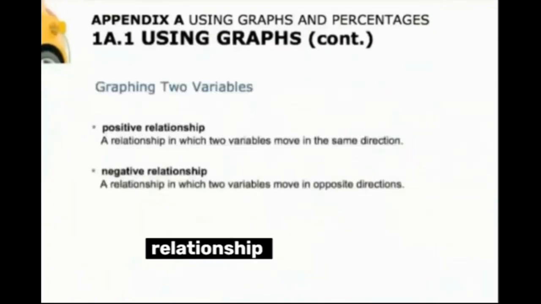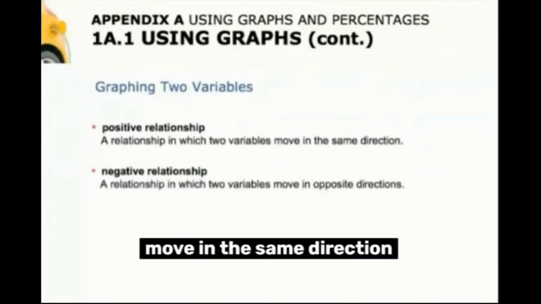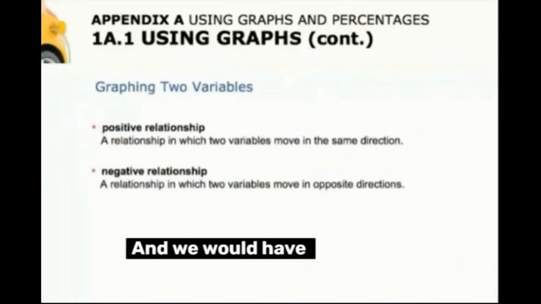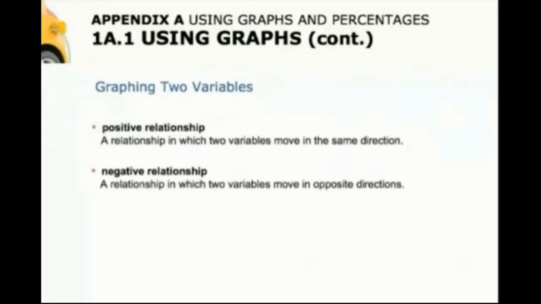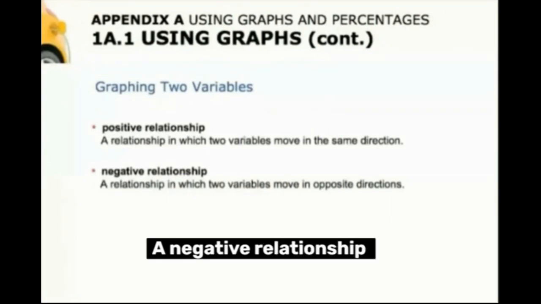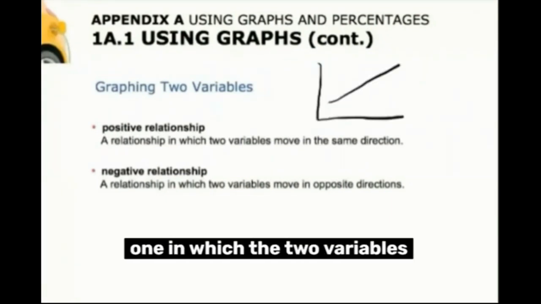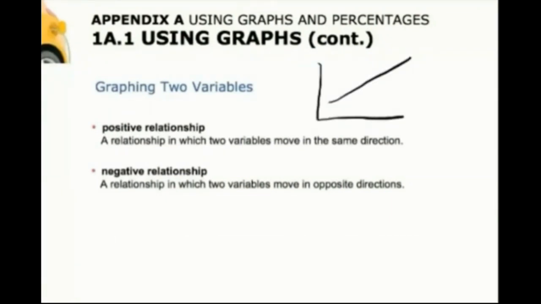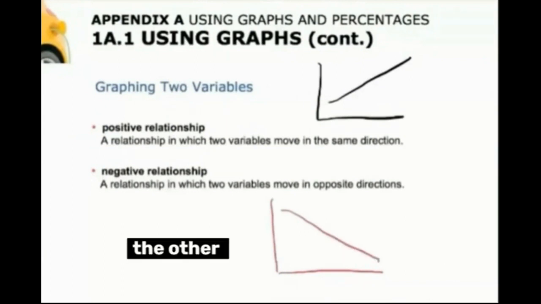And if we're graphing two variables, we can either have a positive relationship or a negative relationship. The positive relationship means that the two variables move in the same direction, like we saw in our last graph, and we would have an upward sloping curve. A negative relationship is one in which the two variables move in the opposite directions. And so we would have a downward sloping curve, because when one variable goes up, the other variable goes down.